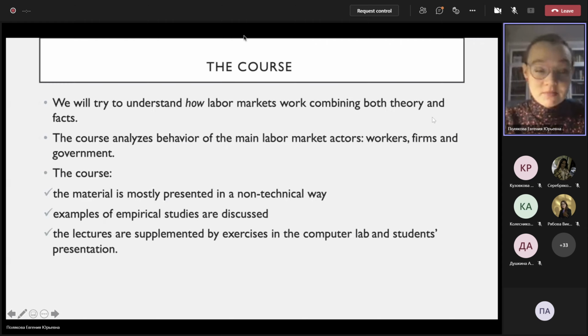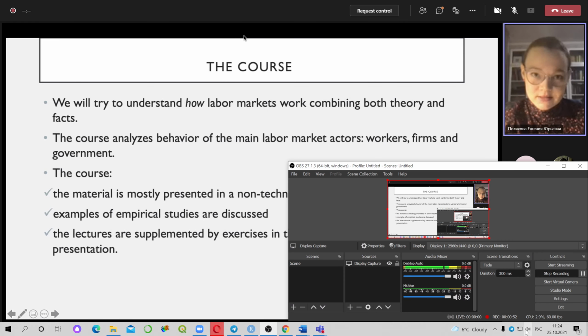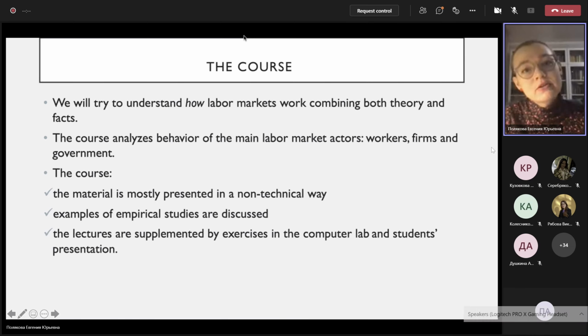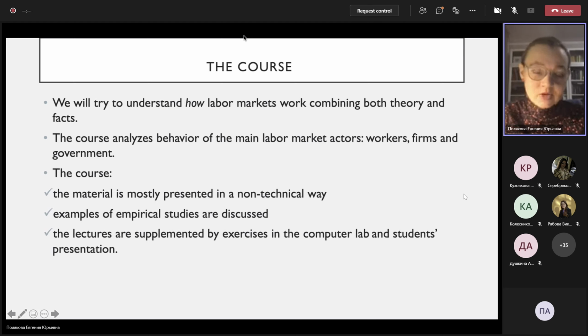Okay, labor economics. Basically, this course is quite an introduction to one side of the economic sciences. It's called labor economics, and it deals with the labor market. During the course, we're trying to understand how the labor market works, combining both theory and different facts, different empirical articles, etc. So labor economics is mostly the empirical part of economics.